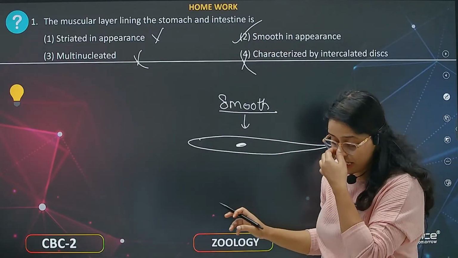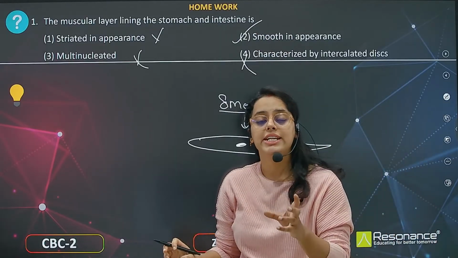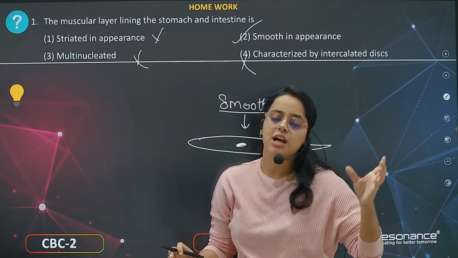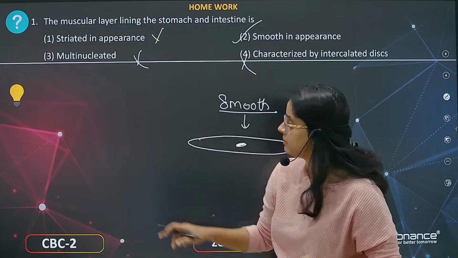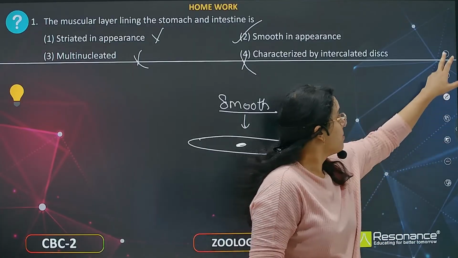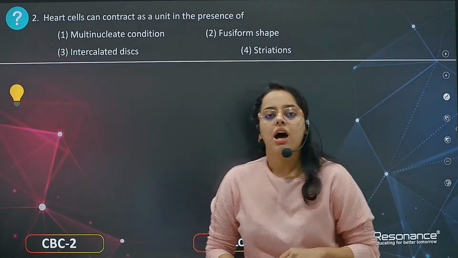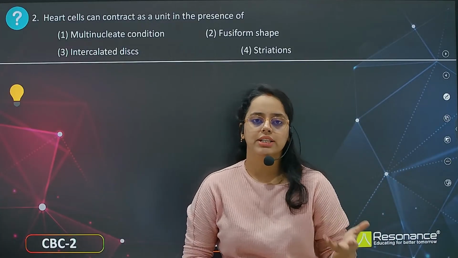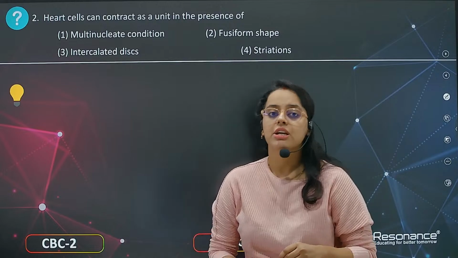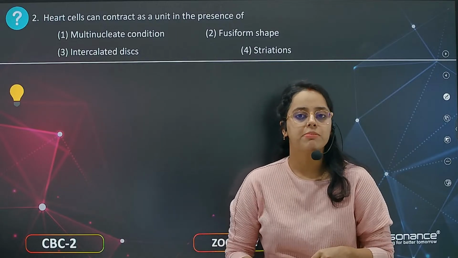Why? Because they are not having light and dark bands that is seen in cardiac muscles or in skeletal muscles, right? Now coming to the next question. Heart cells can contract as a unit in the presence of multinucleate condition, intercalated disc, and fusiform shape or striation.